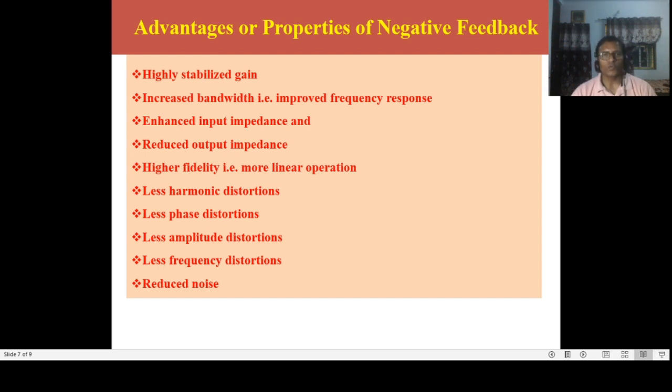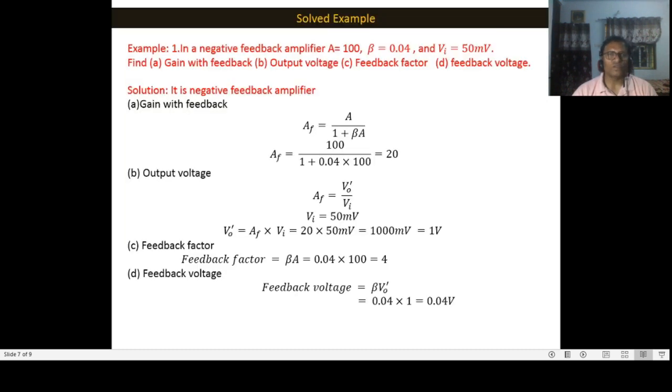Then reduced output impedance. The output impedance of an amplifier should be as small as possible to transport the maximum power. So the output impedance decreases in case of negative feedback, and therefore it is good. Then higher fidelity, so more linear operation, then less harmonic distortion, less phase distortion, less amplitude distortion, less frequency distortion, and reduced noise. So these are various advantages of this.